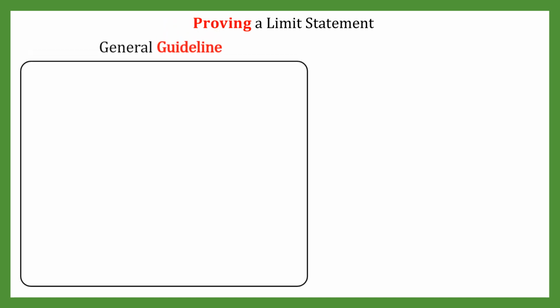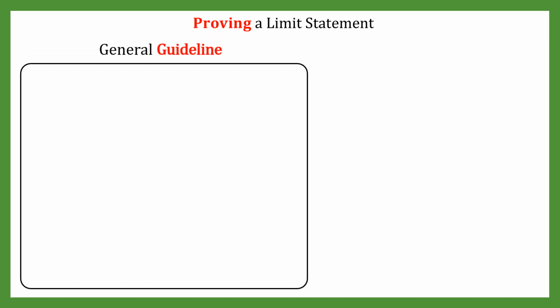Now that we've reviewed the precise definition of a limit, let's now review a procedure to help prove a given limit statement. So let's look at a general guideline. In this guideline, we have the general statement for a limit. And for the proof, the first step is to let epsilon represent any positive value.